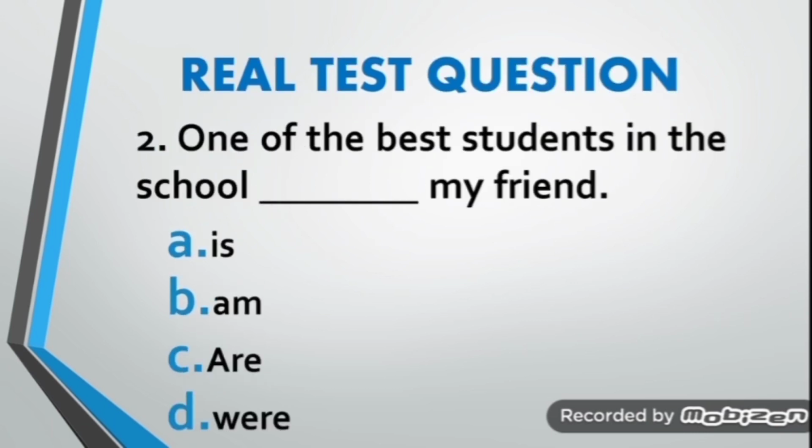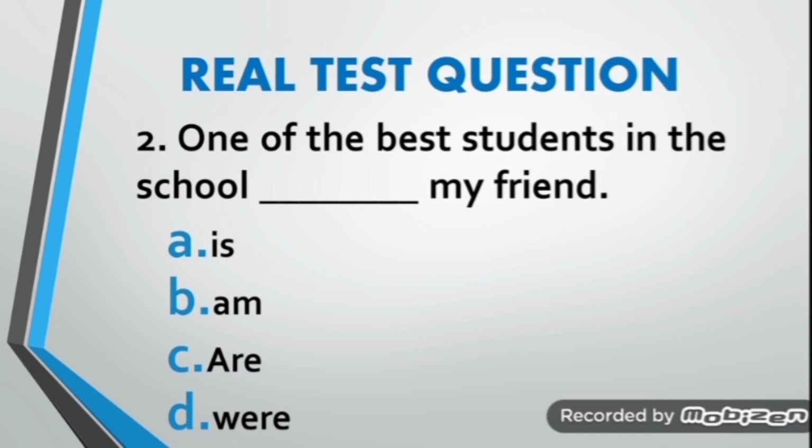Next one. One of the best students in the school, blank my friend. Okay, so the subject here is just actually a matter of identifying the subject. If you know how to identify the subject in the sentence, there will be no problem with you determining or identifying the correct form of the verb. Our subject here is not the students, because students here is the object of the preposition of, and it does not affect the subject-verb agreement.